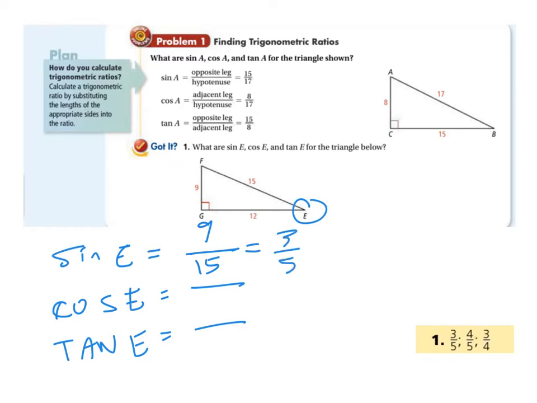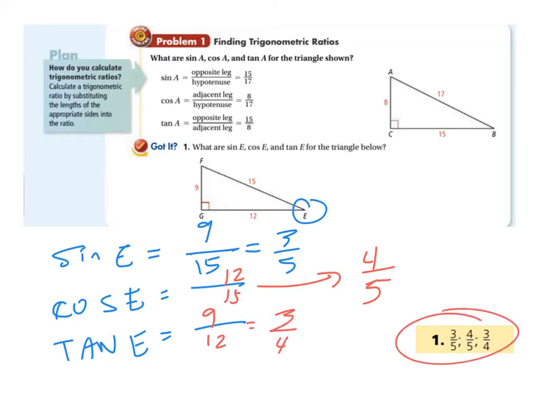And then we have cosine of E. And cosine is adjacent over hypotenuse. And so that's going to be 12 over 15, which does indeed reduce to 4/5. And then finally, tangent of E, and that is going to be opposite over adjacent. So that's going to be 9 over 12, which reduces to 3/4. And those answers are right here in the corner for you.